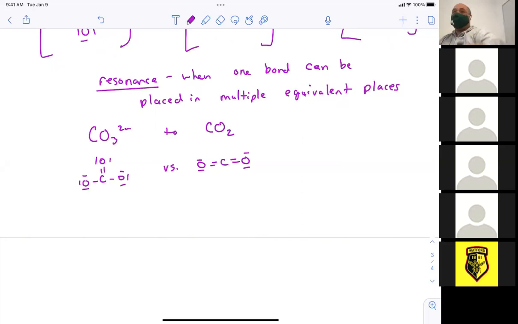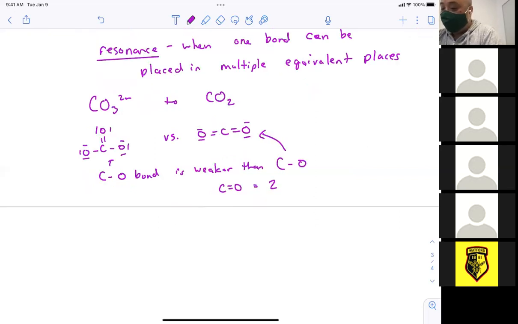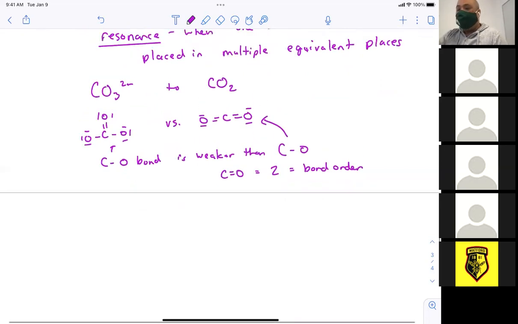Here's what you need to understand. The CO bond here is weaker than this CO bond because the right CO bond is essentially a double bond. So this is like a bond order of 2, meaning that there's 2 equivalent bonds between that. But in CO3 2 minus, it's not equivalent of 2 bonds.